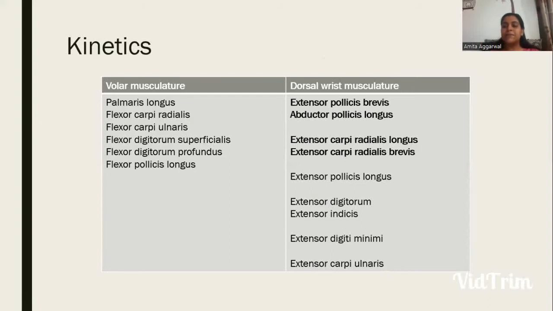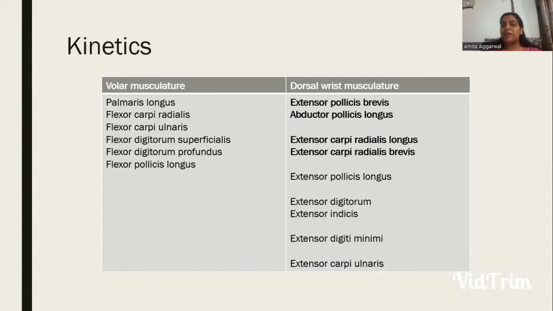Kinetics describes the various forces which are causing the extension, flexion, or radial or ulnar deviation at the wrist joint. So kinematics discusses the movement happening, and kinetics discusses the muscle forces causing that action. On the volar aspect, we have these muscles: palmaris longus, flexor carpi radialis, and flexor carpi ulnaris. These two are the major wrist flexors, as mentioned with the terminology of carpi, good to remember. And flexor digitorum superficialis, flexor digitorum profundus, and flexor pollicis longus are some of the multi-joint muscles.